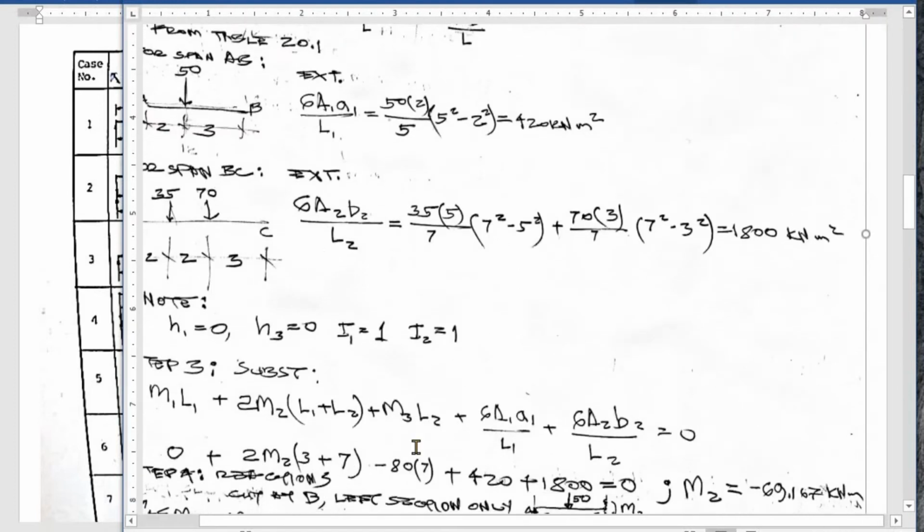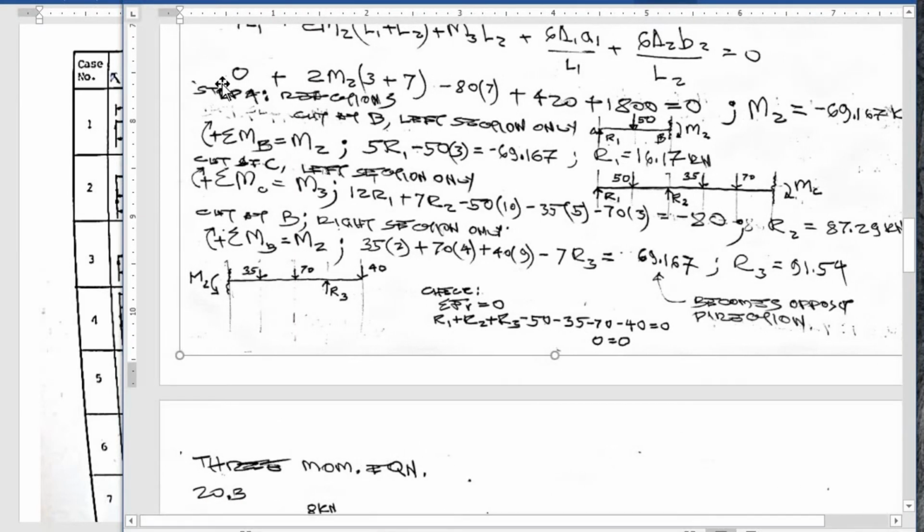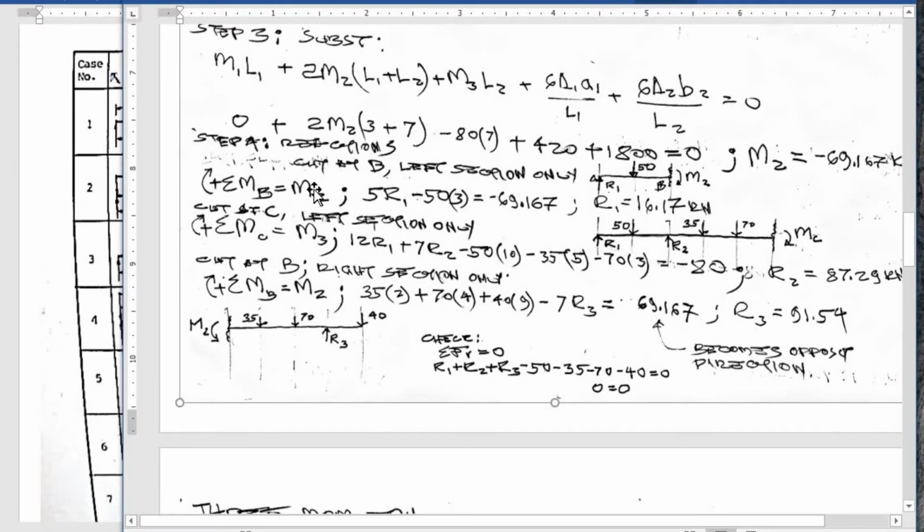So, summation moment at B is equal to M2. Okay? Ngayon, pwede mo ring gamitin summation moment at B is equal to 0. Pero kung i-equate mo yan sa 0, dapat isasali mo pa rin si M2. Obviously, in any beam, summation moment at a point is always 0. Kasi pag may moment ka sa kanan, ganun din ang moment mo sa kabila.